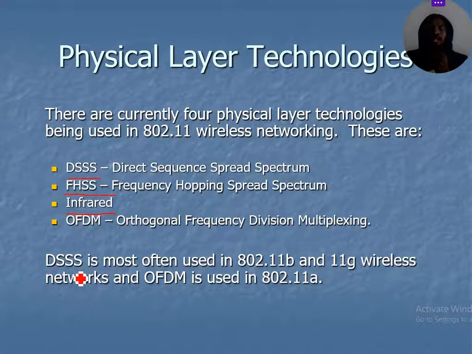Now, the DSSS, which is the direct sequence spread spectrum, is commonly used with 802.11b and 802.11g wireless networks. Okay, the OFDM, which is the orthogonal frequency division multiplexing, is used with 802.11a.